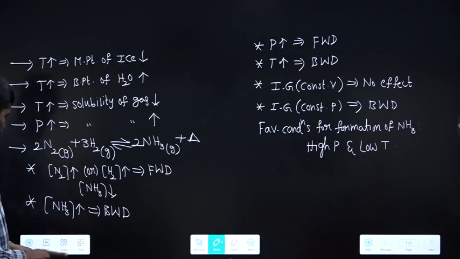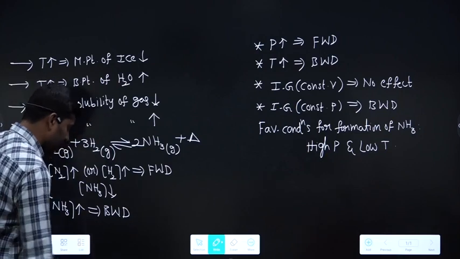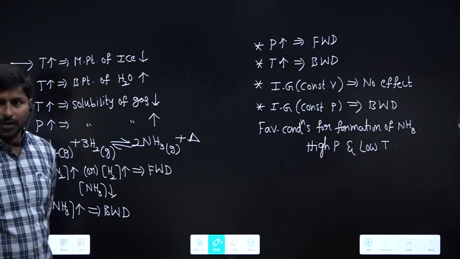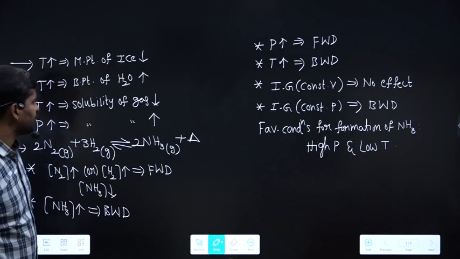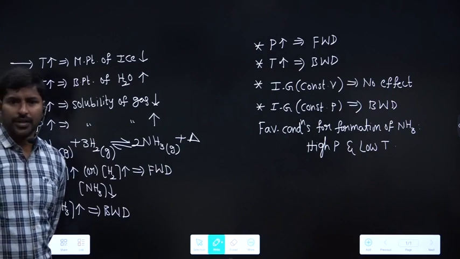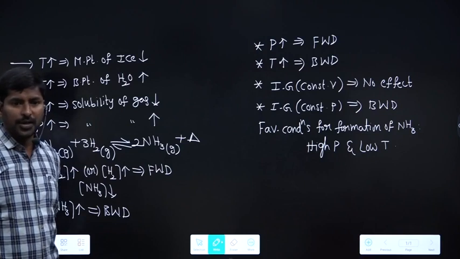So that is the application of chemical equilibrium. We can know the conditions to be maintained to get more yield of product. This is the theory part from chemical equilibrium. Theory part completed. We will discuss some problems and take a break for 15 minutes.